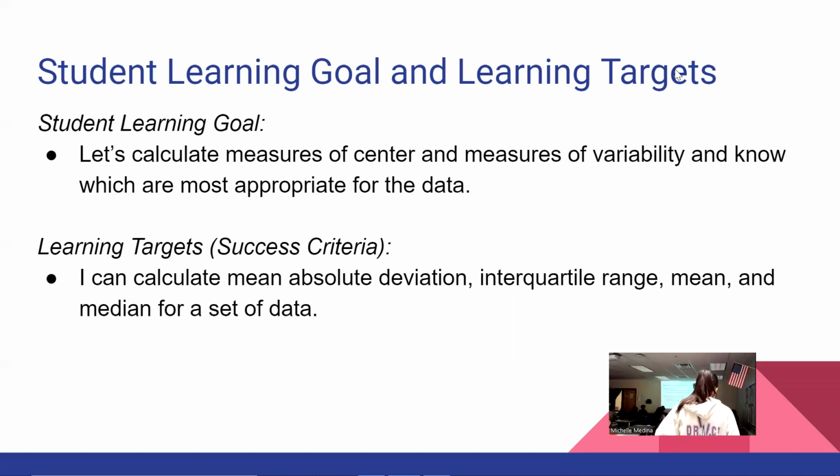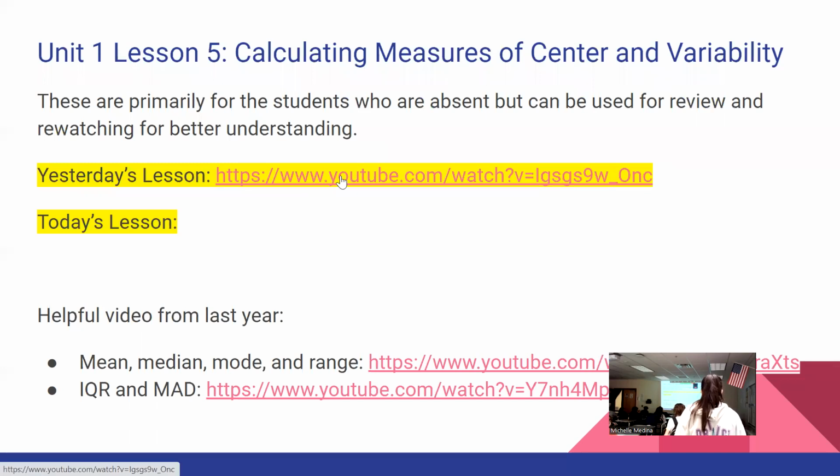All right, but the goal of the lesson that we taught yesterday was to calculate measures of center and measures of variability. So things like mean absolute deviation and interquartile range, those were the two new ones. Mean and median, hopefully you've had experience with before, and we've been doing it the past few days as well, so making sure we do that correctly too. So I did record, and I'm recording right now. It'll be linked here.